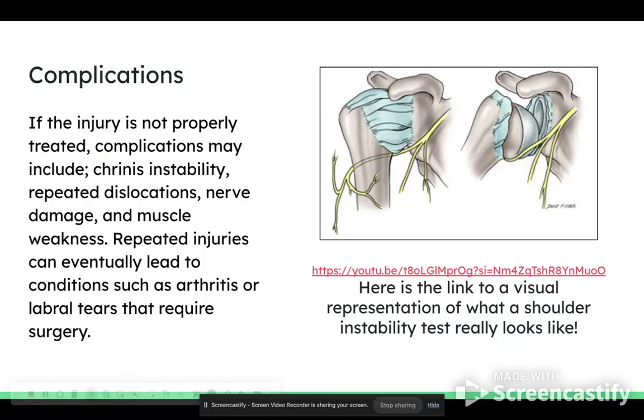Complications. If the injury isn't treated properly, it can lead to long-term complications. These include chronic instability, meaning the shoulder can dislocate again easily, and damage to nerves like the axillary nerve. Torn ligaments, labrum damage, and muscle weaknesses are also common. Some athletes develop arthritis in their shoulder joint later in life.